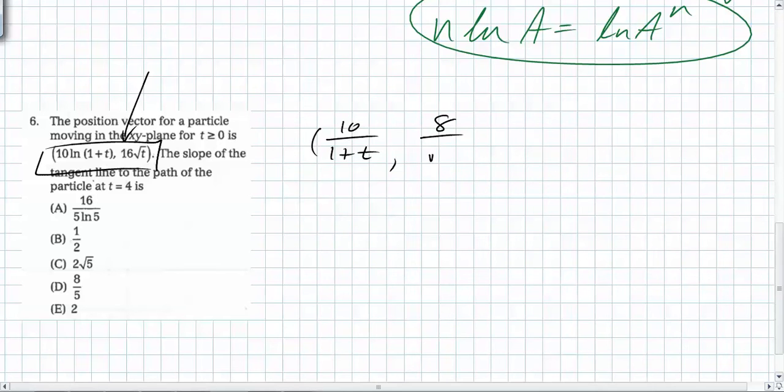8 over what? Root t, exactly. So this right here is the what? That's the velocity of the particle, right? Do you agree with that? Some of you have taken physics, so you might already know this. It's asking you for the slope of the tangent line. So what do we do?